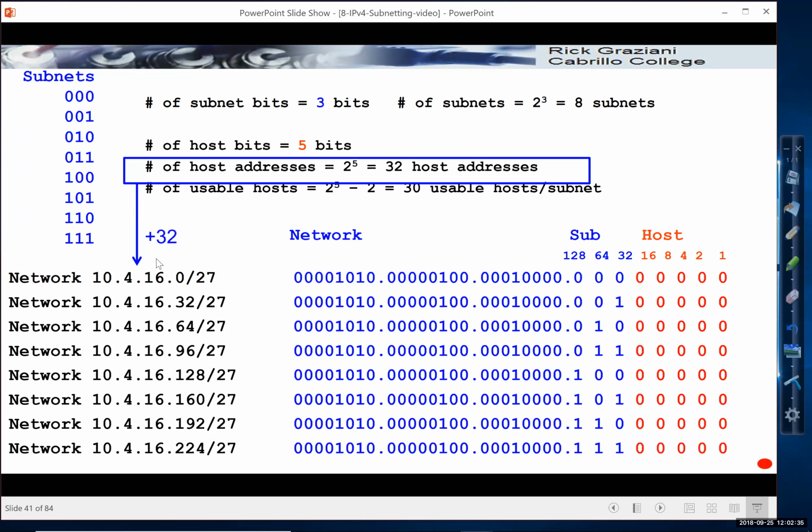So each one incremented by 32, the total number of host addresses, not decrementing the 2 that we subtract. Kind of a nice, easy way to see the subnets.